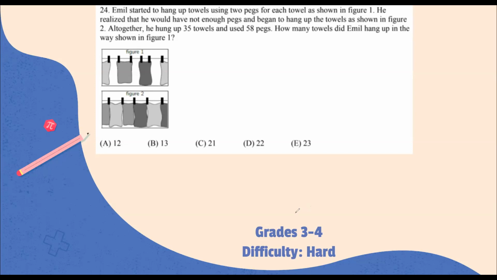So let me simplify this. Emil started out hanging up towels like this, and then he was going to run out, so he started hanging them up like this. Now that means that you want to take the number of towels and the number of pegs, and you might have to use a little bit of algebra to figure out the difference between the amount of pegs and towels in figure 1 versus figure 2.